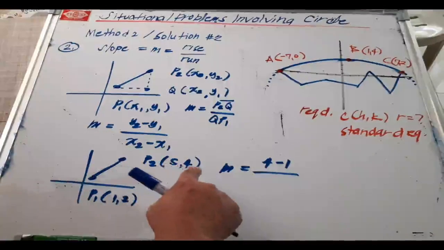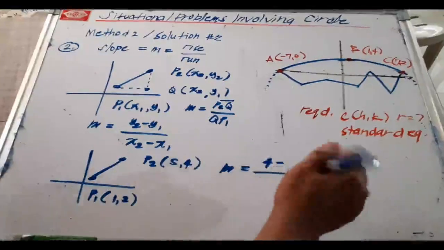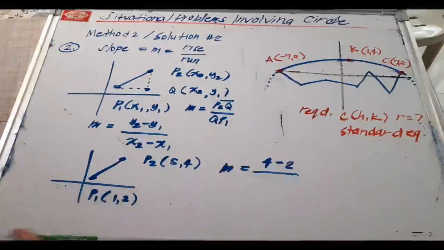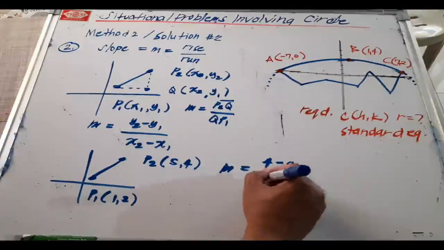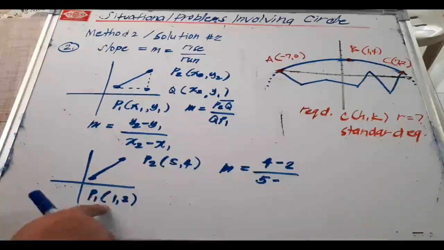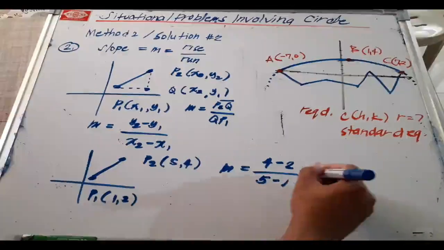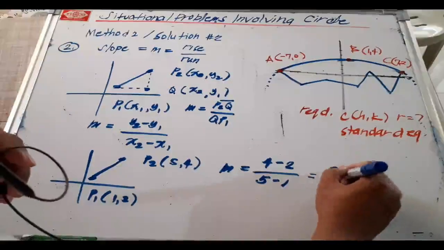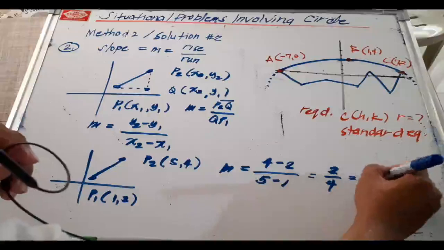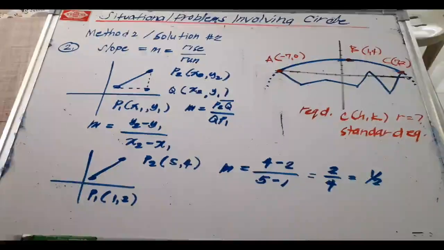Teka ha. 4 minus 2. Y sub 2 minus y sub 1. X sub 2 is 5 minus x sub 1, 1. So, ang slope natin ay, this will be 2 over 4, or this is 1 half. Ibig sabihin, for every rise of 1, kada taas ng 1, may run siya equivalent sa 2. Okay. Yan po ang ating slope.